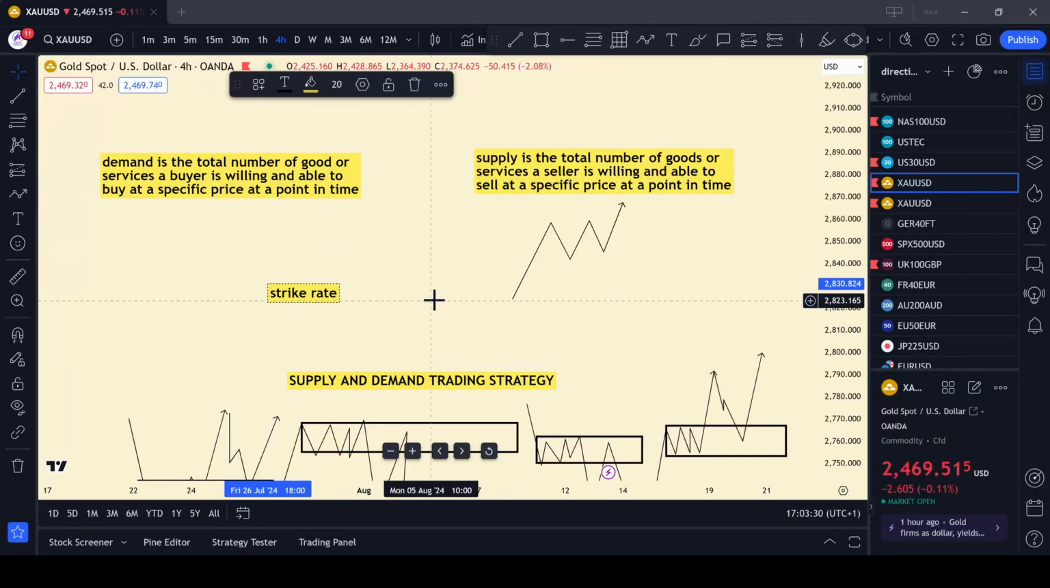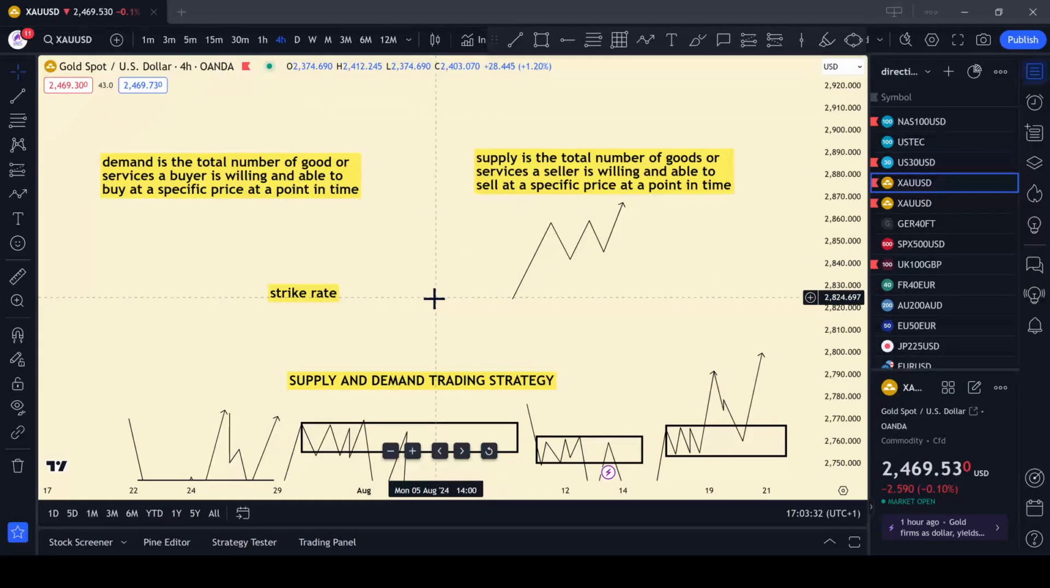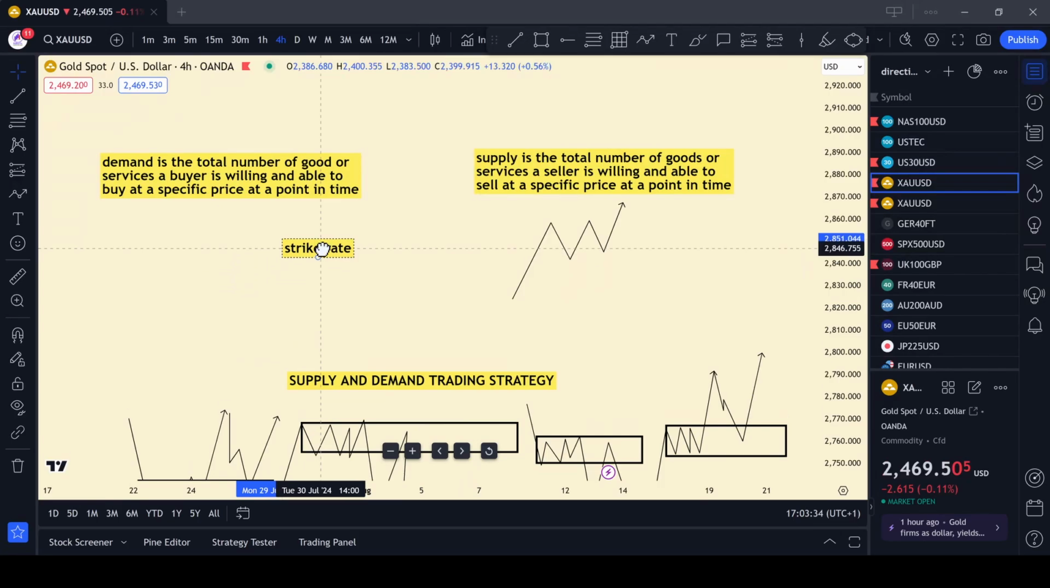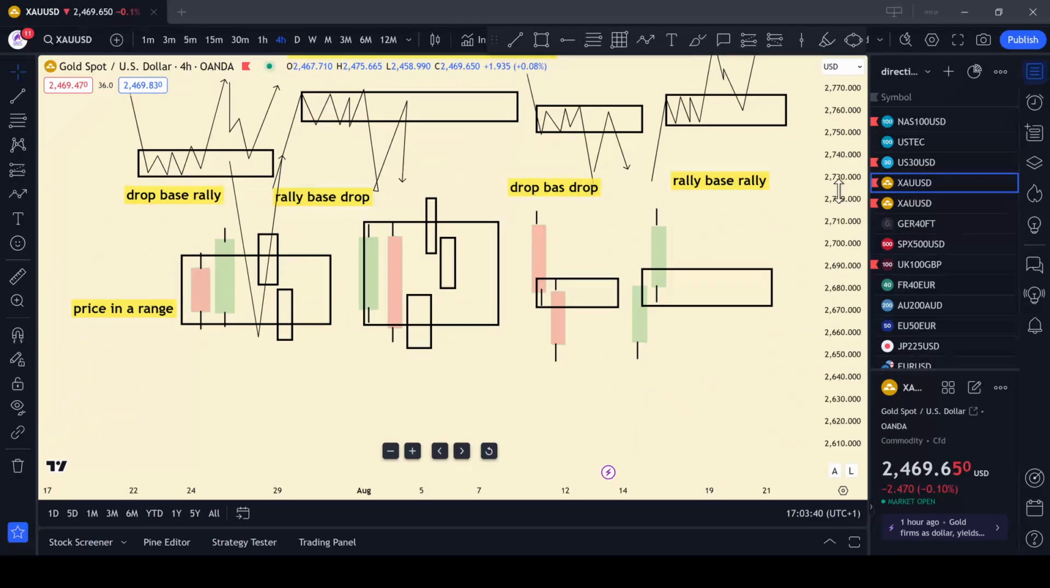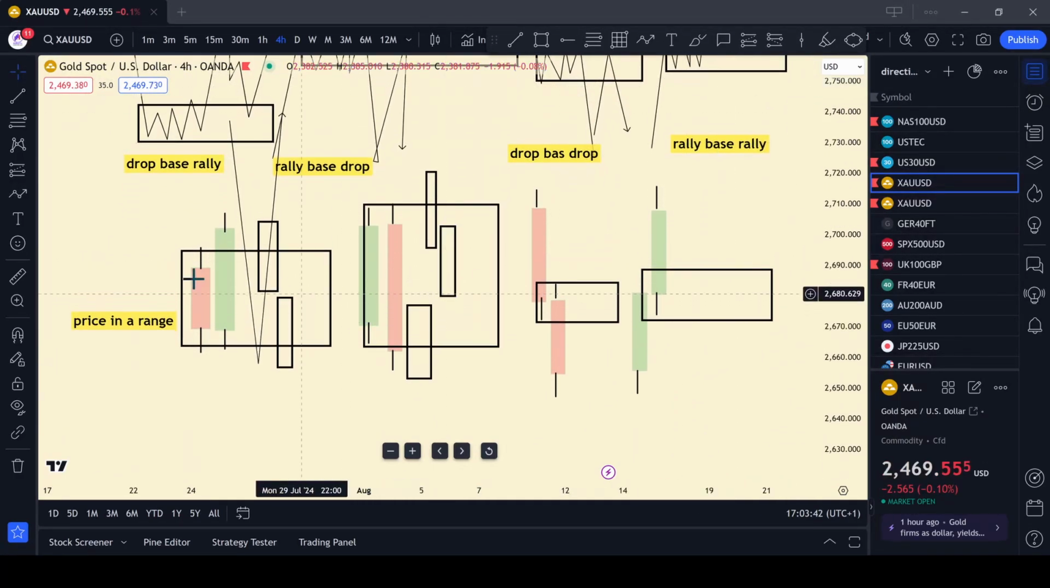All right, this is strike rate. Some people call it the sniper entry. All right, the strike rate needs to be on point. So if you then go back here, so what I do, I will clear this.